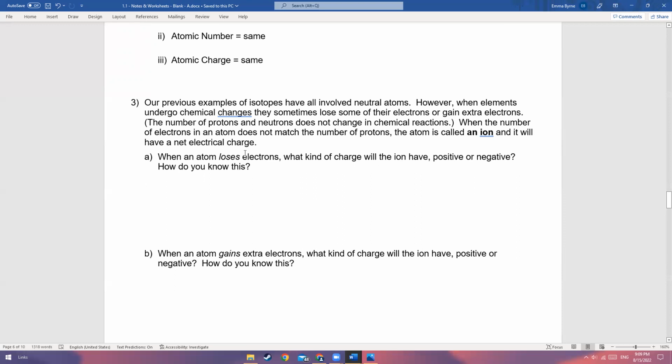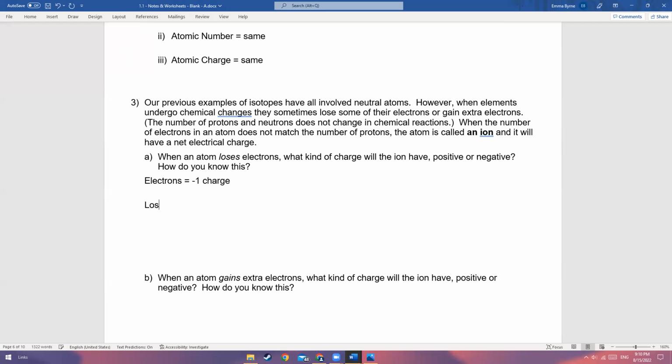So when an atom loses electrons, what kind of charge will the ion have, positive or negative? How do you know this? So first off, what do we know about electrons? If you remember from that chart in the above notes, we say that electrons have a -1 charge. So the more electrons you have, the greater sum of negative charge you have. So if you are losing a negative charge, are you becoming more negative or more positive? You're becoming more positive, right?